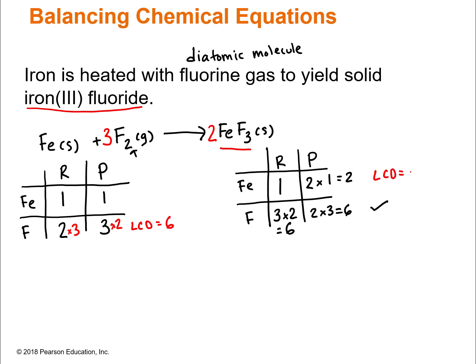The lowest common denominator between 1 and 2 is going to be 2. That means we're placing a 2 in front of the iron on the reactant side. We do one more table, and this should show that everything is balanced. If it's not, then you have to figure out where you went wrong.